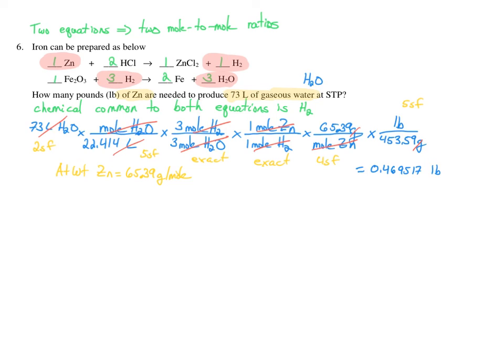And if we consider sig figs, we see we're limited by the number of sig figs in this initial measurement. So we have 2 sig figs justified in our final answer. And we have our final answer.